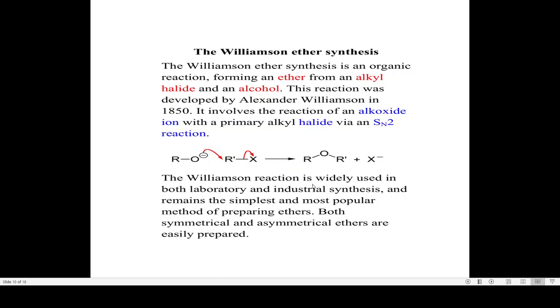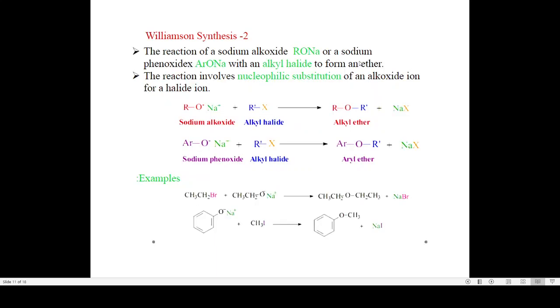The Williamson reaction is widely used in both laboratory and industrial synthesis and remains the simplest and most popular method of preparing ethers. Here we can prepare both symmetrical and asymmetrical ethers. The Williamson ether synthesis involves the reaction of a sodium alkoxide, that is RONa, or a sodium phenoxide, that is ArONa, with an alkyl halide to form an ether. The reaction involves a nucleophilic substitution of an alkoxide ion for a halide ion.